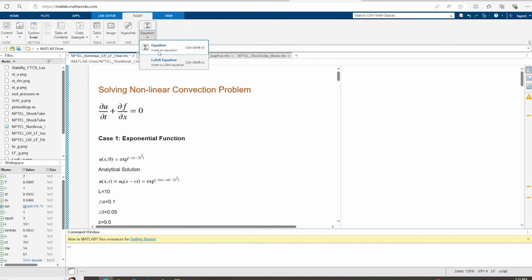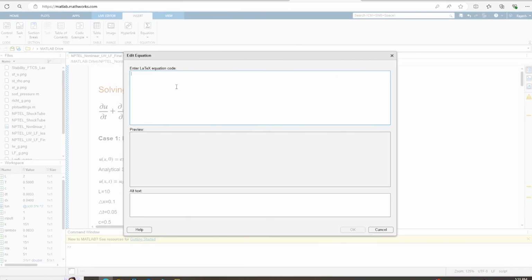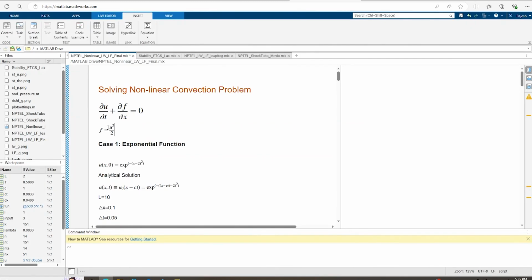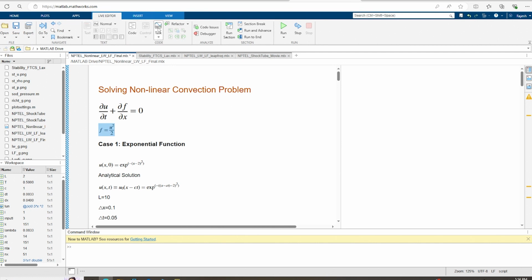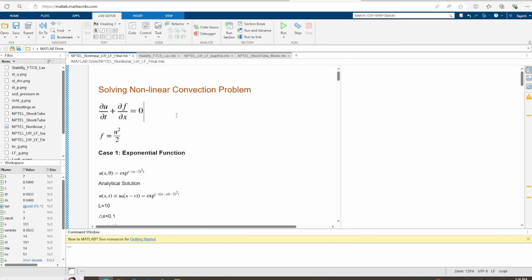f equals u square by 2. So, this is the way you can solve it. So, this is my function. Let me make it a little bit bigger.